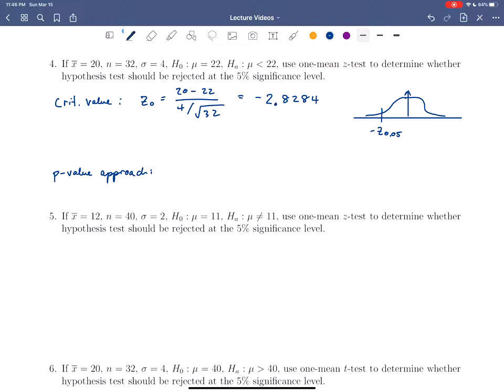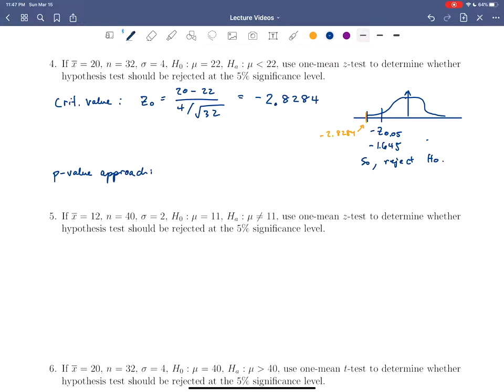So if we look at the cutoff z sub 0.05, it turns out that this value is going to be negative 1.645. Okay, so that's our critical value, negative 1.645. Negative 2.8 lies to the extreme of that. It lies to the left of that. So our negative 2.8284 value lies to the left of that. In other words, it's in the rejection region. Okay, so that means we reject the null hypothesis.